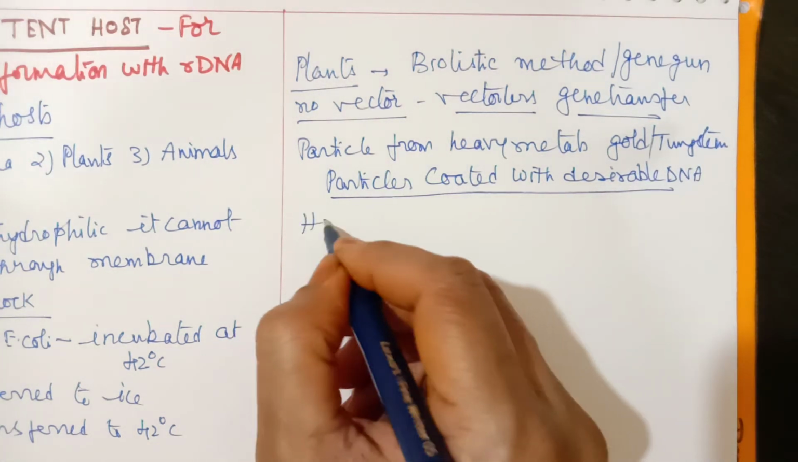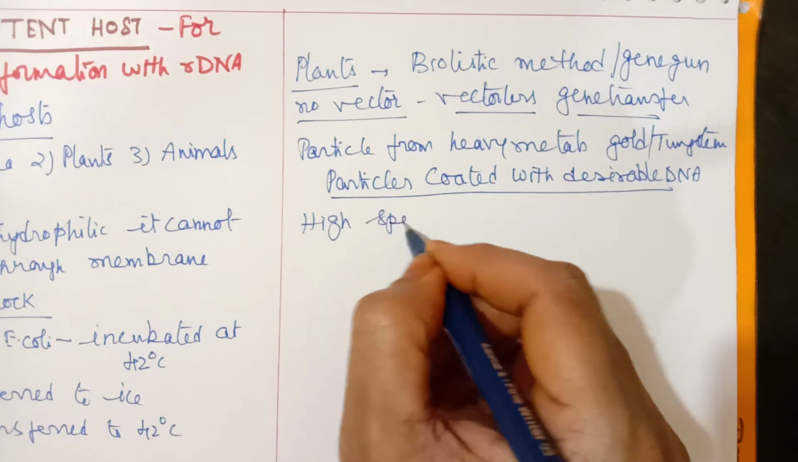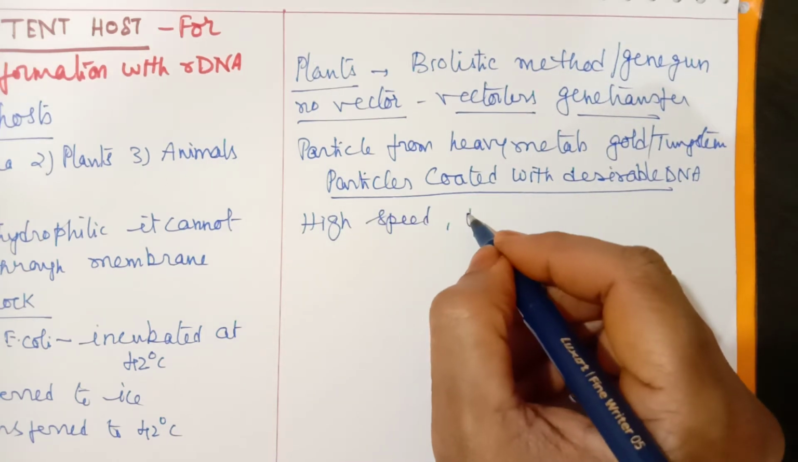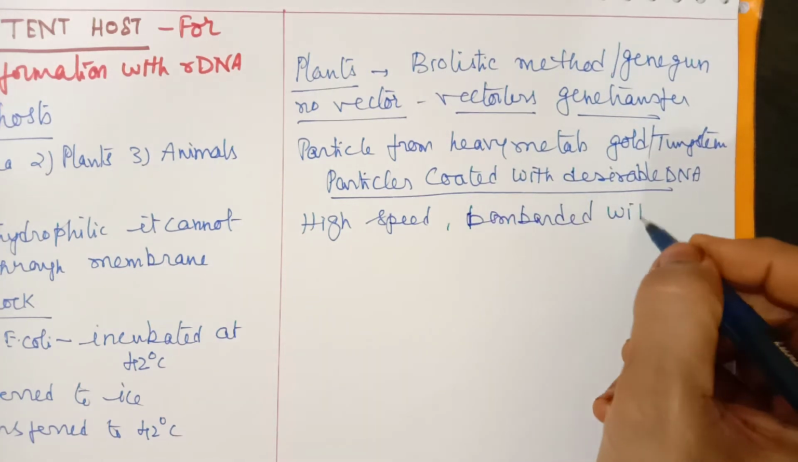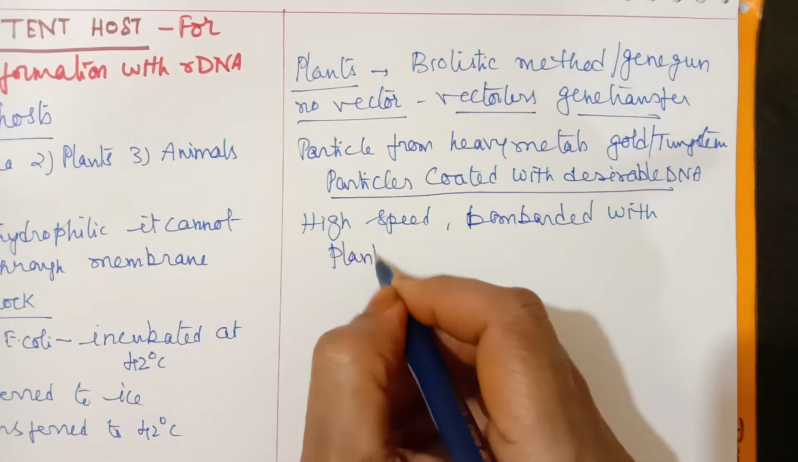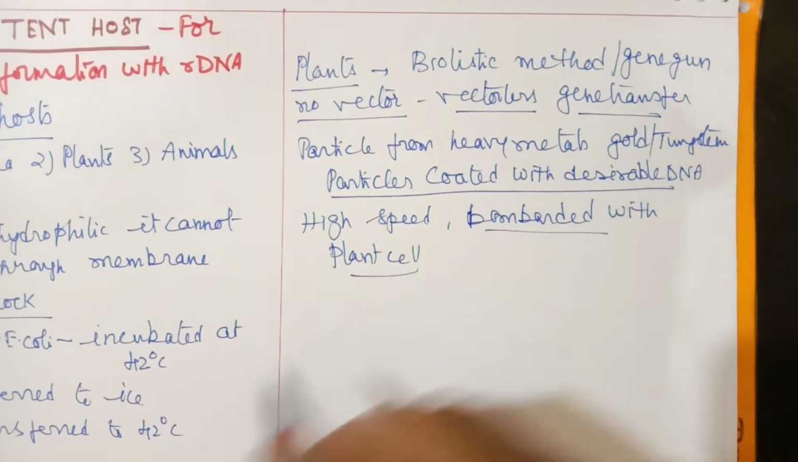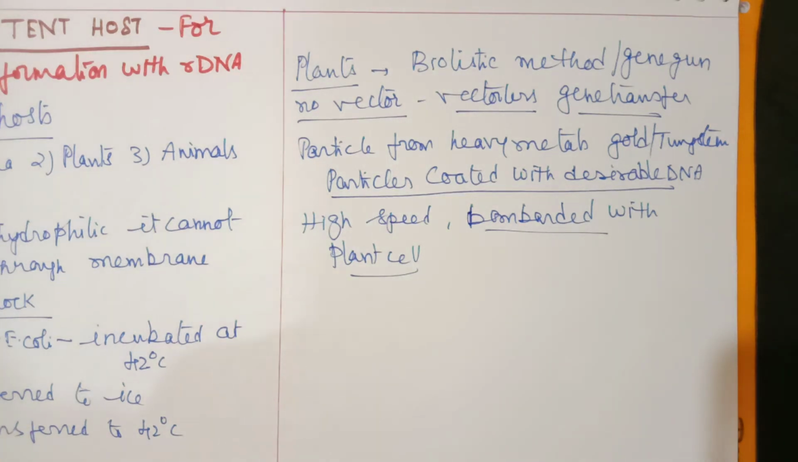Now, with a high speed, these particles are bombarded with a desirable plant cell. So these particles which are coated with desirable DNA are bombarded at a high speed at a plant cell. Just like a gun, a bullet, how it is released with a high speed, similarly this particle will simply pierce through the cell wall and enter into the plant cell. So this is called the biolistic or gene gun method. Most important, it is a vectorless gene transfer technique.